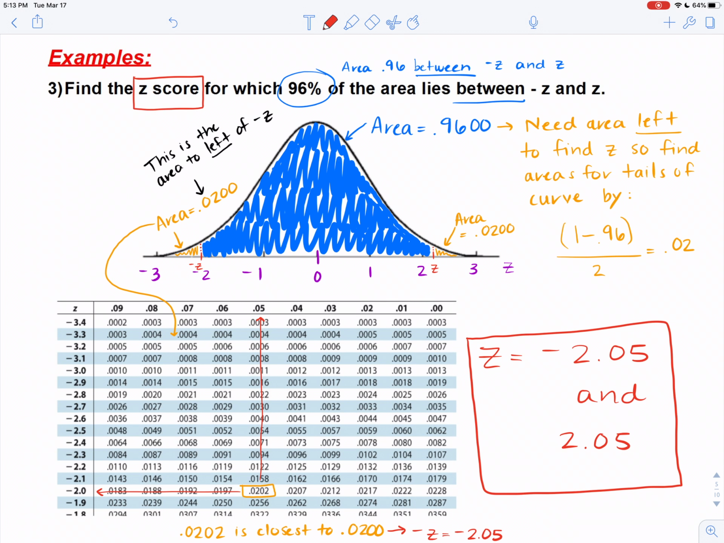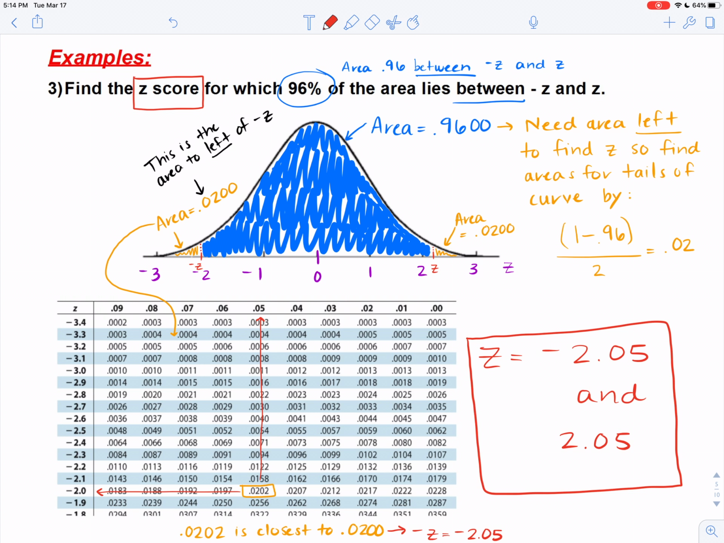All right, so we've talked about finding z-scores when you're given area left. We've talked about finding z-scores when you're given area right. So the last thing to look at here is when we're given an area in between two z-scores. Now, I'll go ahead and tell you, you're only going to be looking at an area in between when your z-scores have the same absolute value, just one is positive and one is negative.